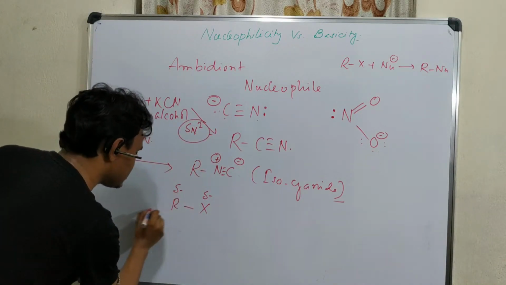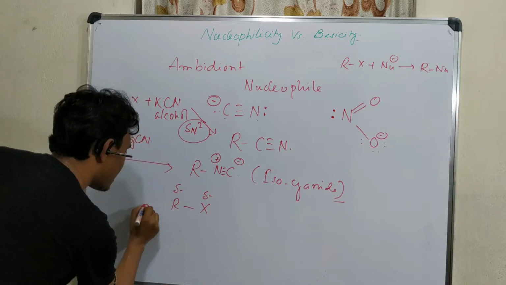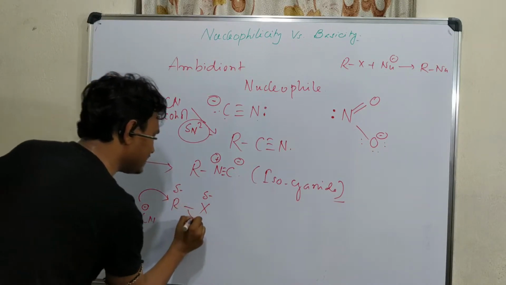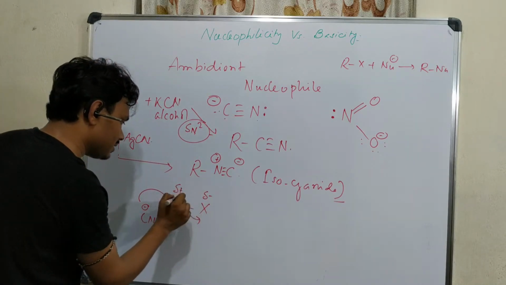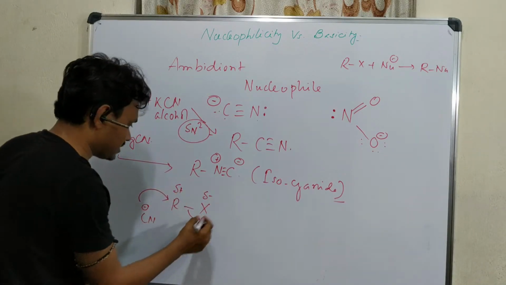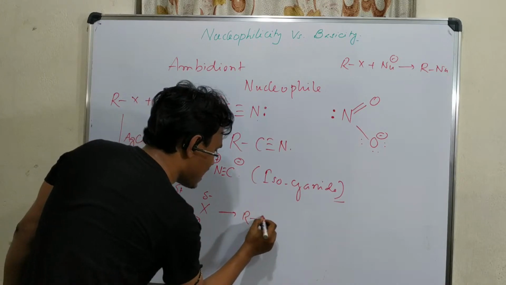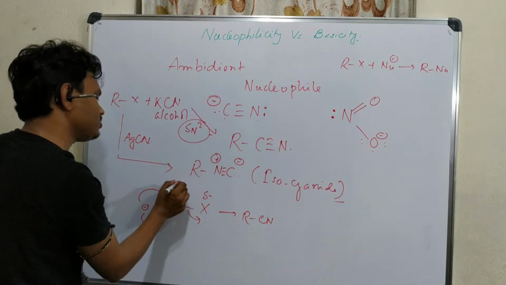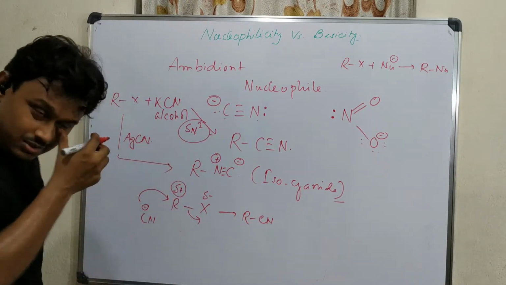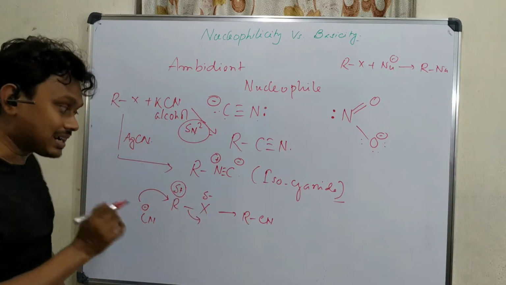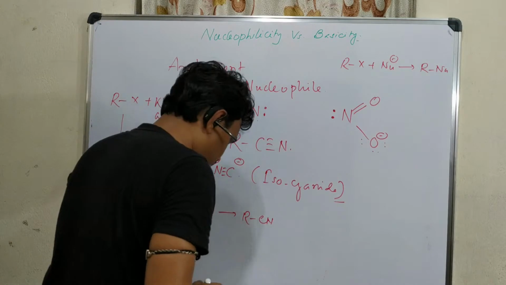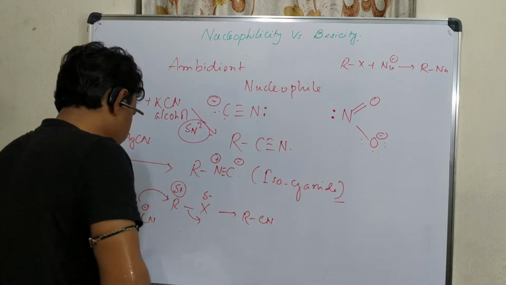Okay, so cyanide attacks from the back side and it eliminates to produce RCN, and this charge is not that significantly higher. It's normal, like the electronegativity of this. So carbon attacks.